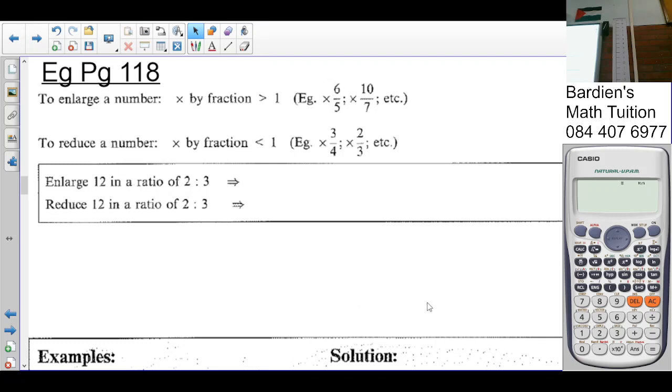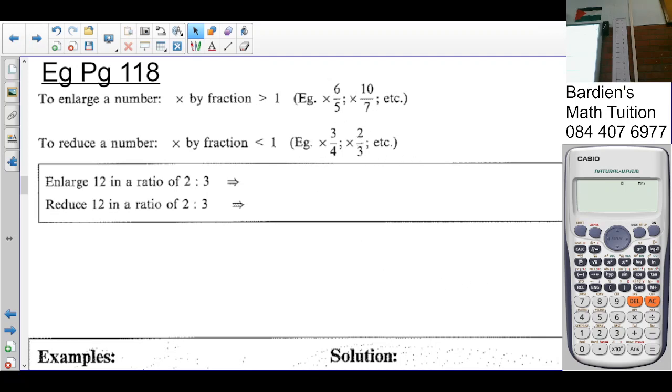To enlarge a number, we multiply by a fraction which is greater than 1. Example: 6 over 5 times 7 over 10, etc. Okay? To reduce a number, we multiply by a fraction which is less than 1. Example: 3 over 4, we must multiply it by 2 over 3, etc.